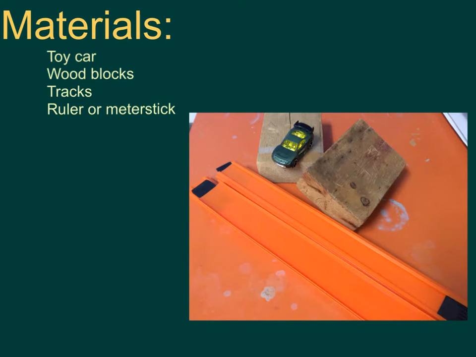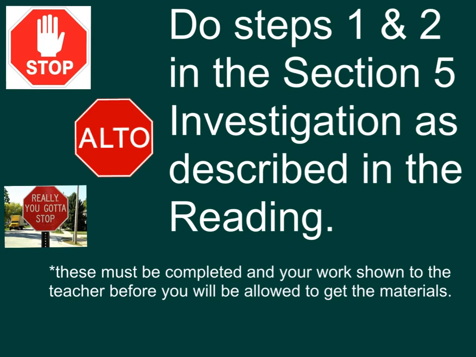These are the materials that you will need. You will find them in drawer number 2 in the orange lab cart near the door. Before you go any further, you must stop and do steps 1 and 2 in the Section 5 investigation as described in the reading. This is a pre-lab piece of information, and you must complete this part by answering these questions before you get the materials to do the rest of the investigation. Make sure you answer all of the questions in steps 1 and 2 in your physics log.